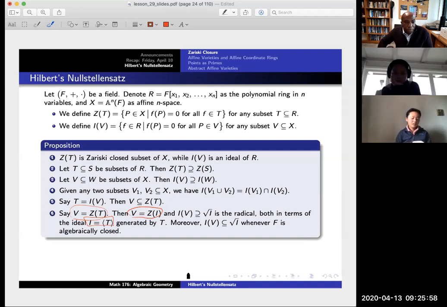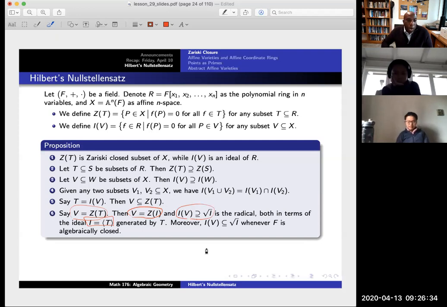Number two, I have the following inclusion: with this ideal I being the ideal generated by T, the radical of this ideal is contained in the ideal of V. So I'll say during the proof a little bit later what I mean by the radical of an ideal. All you really have to know is that the radical of an ideal is itself an ideal. So this actually now says that I have containment, that the radical is contained in I(V).